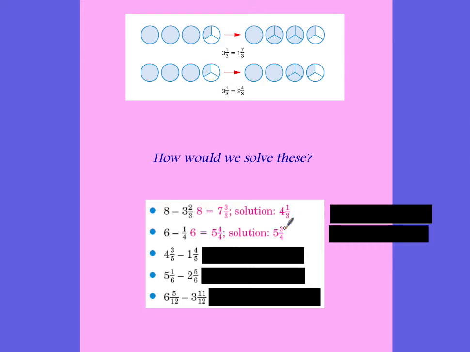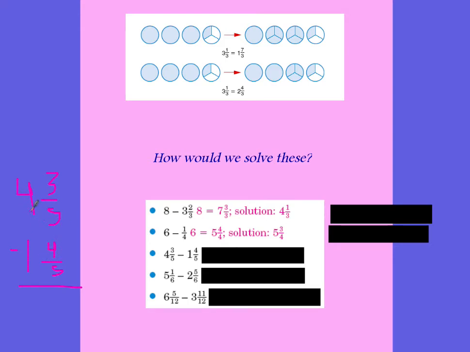One last example that I'm going to step you through is 4 3/5 minus 1 4/5. If we take a look, we already have a common denominator, so we don't need to do any equivalent fractions.